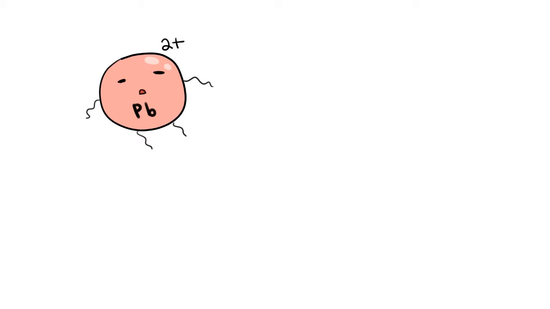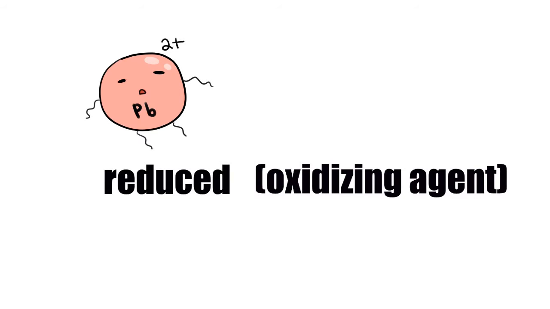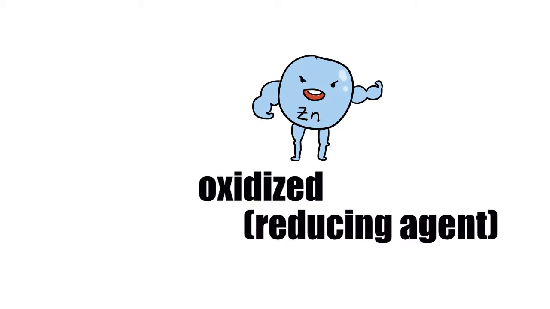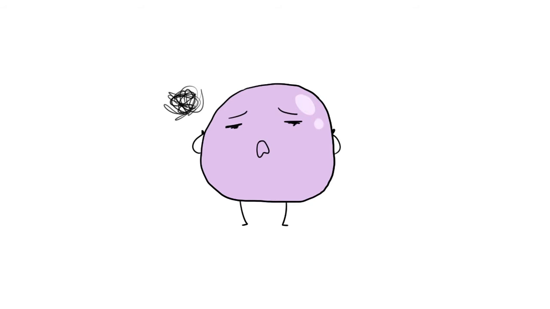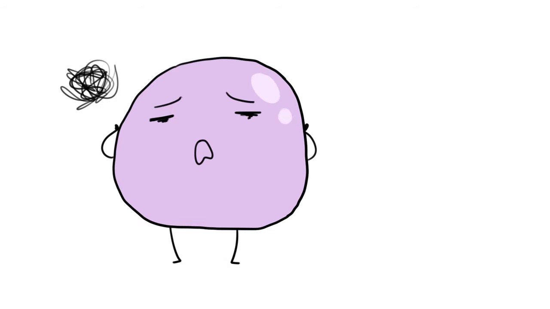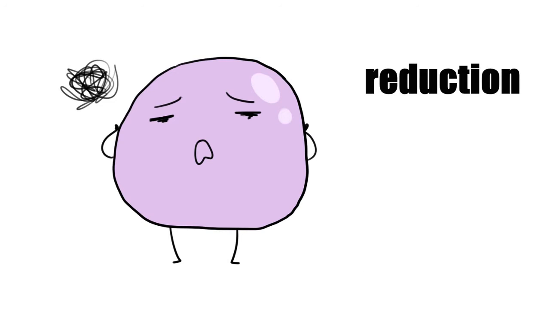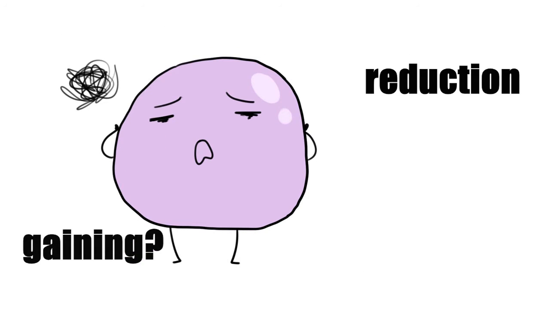In our equations, Pb is being reduced, making it the oxidizing agent, because it gains electrons. And zinc is being oxidized, and therefore it's a reducing agent, because it loses electrons. What? So, why is it called a reduction if we're gaining electrons?